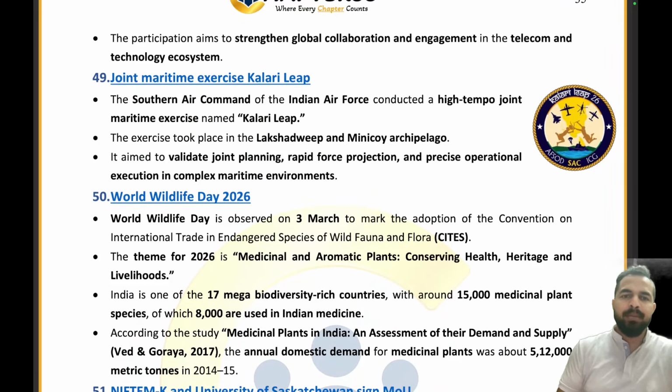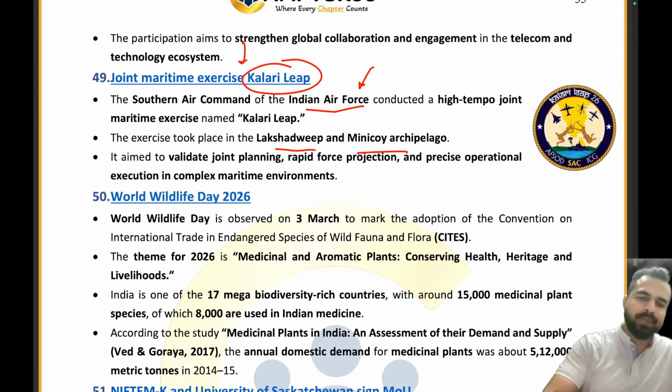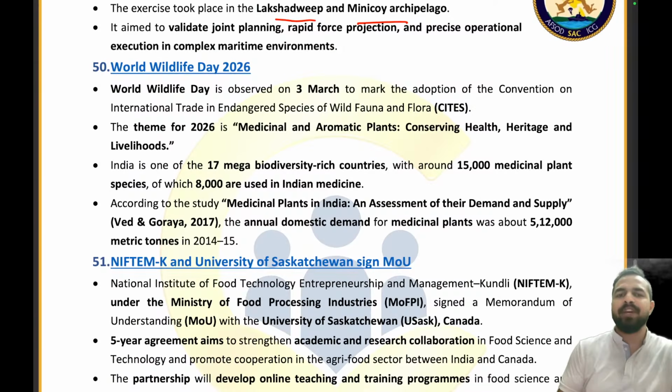Now the joint maritime exercise Kalari Leap. Kalari Leap is an exercise which was conducted by the Southern Air Command of the Indian Air Force, and it was conducted in the Lakshadweep and Minicoy Archipelago. Clear everyone? Kalari Leap is the name of that exercise which was conducted in the Lakshadweep and Minicoy Archipelago. Absolutely right. Now comes World Wildlife Day 26.